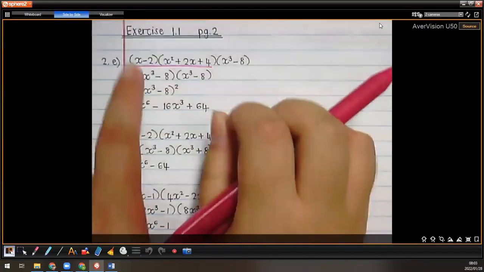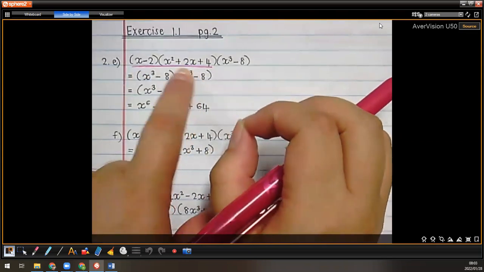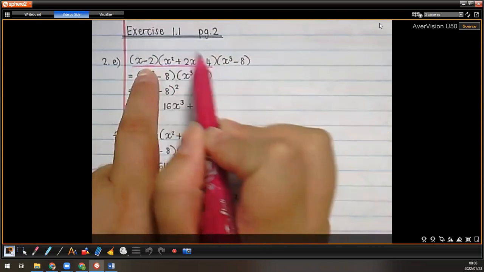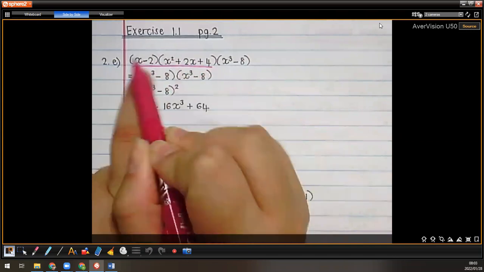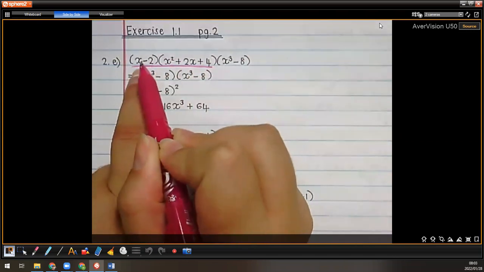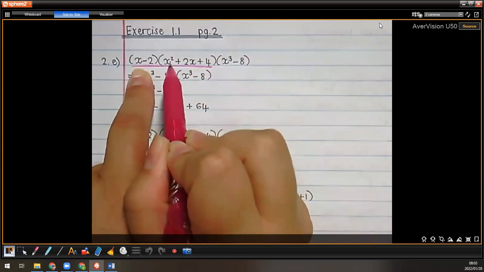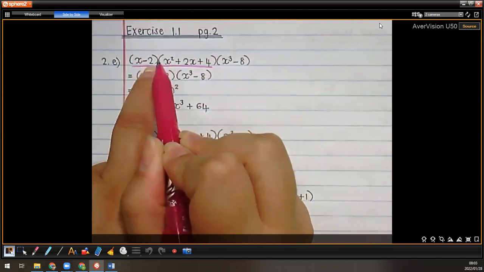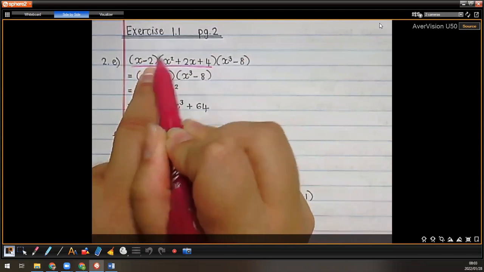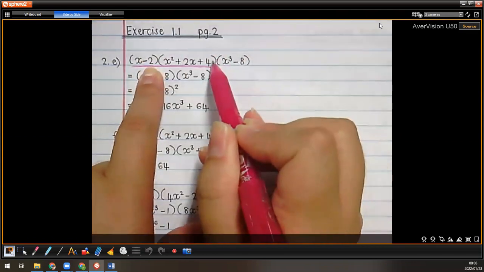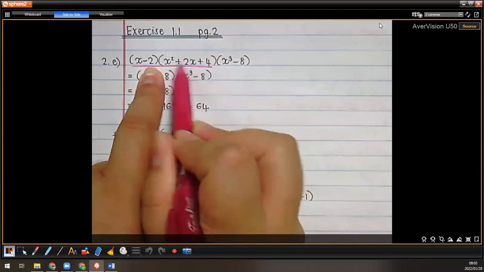Okay. We have a binomial and a trinomial. Let me just start again. In the binomial and the trinomial, we can recognize a certain pattern that we discussed the other day, right? The first term of the binomial, if we square that, will give us the first term of the trinomial. If we square the last term of the binomial, that will give us the last term of the trinomial. And then we need to check for the middle term.